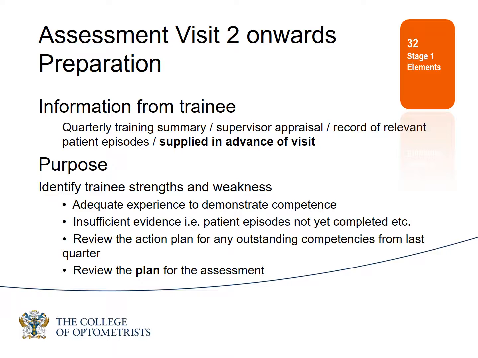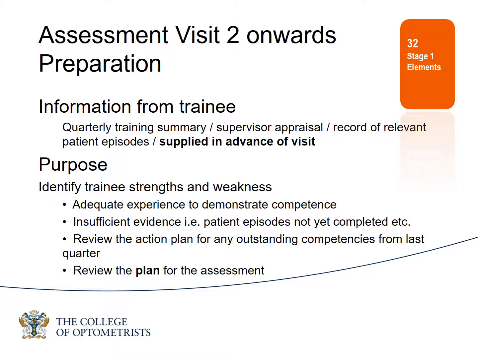I just want the last one. And then the patient episode sheet. So I'll have all those posted to me ahead of time or emailed. This really helps me plan the assessment. So if I get a quarterly training summary for visit 2 with 20 sight tests on it, well, I'm not coming to visit because it's way too low. It should be around the 80 mark. And the trainee won't get through. There's no point. It's a waste of time.